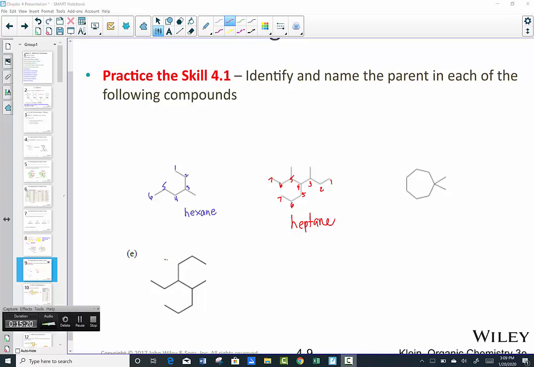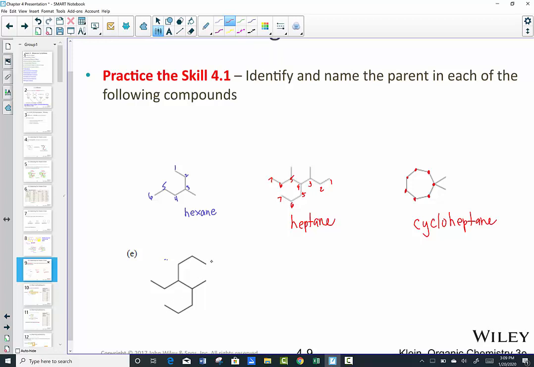Let's try this next one. Here I have a cyclic structure. So that looks like carbon 1, 2, 3, 4, 5, 6, 7. Alrighty, that one was pretty straightforward. Cycloheptane for 7. Now let's try one more.